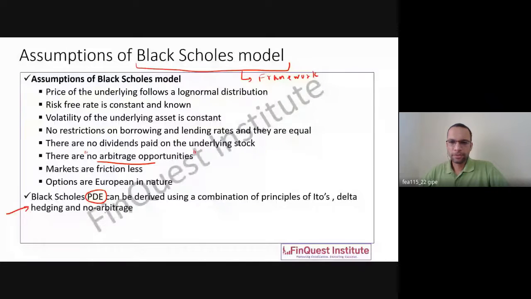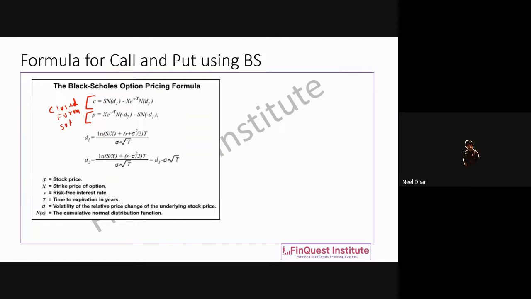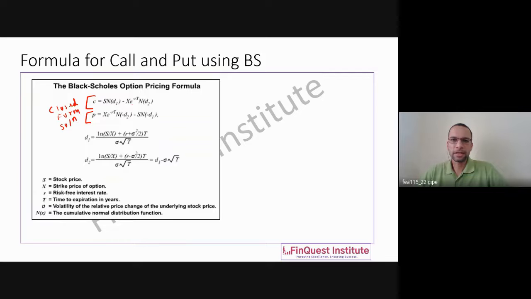So switching back to the presentation. A derivation of Black-Scholes through these principles. Now, this is like a closed form solution. When you have such a formula, C equal to something and P equal to something, these are what you call a closed form solution. There are very, very few instances where you have such closed form solutions available. This is just like a textbook thing.